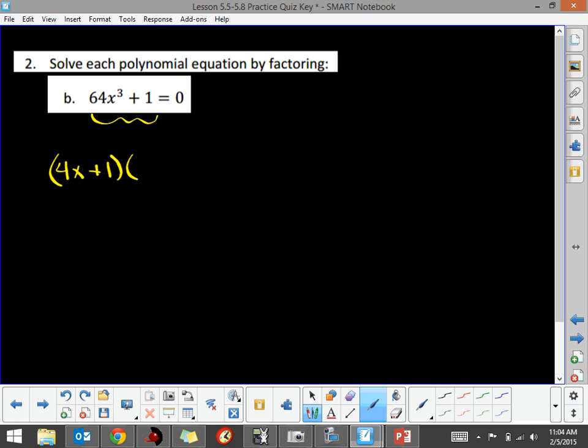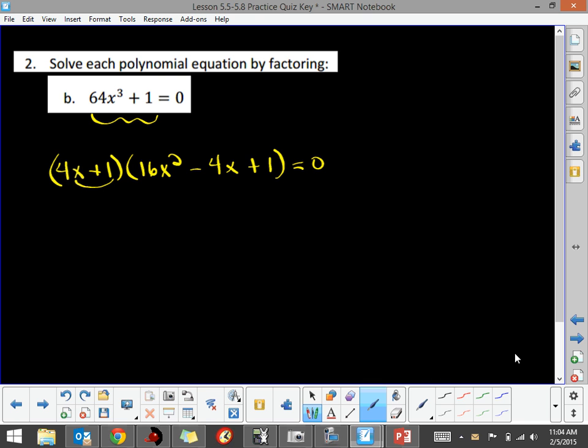And then we multiply it times the first thing squared, which is 16x squared, minus the first thing times the second thing. So that's minus 4x times 1, which is 4x, plus the second thing squared, which is 1 squared, which is 1. This is equal to 0.